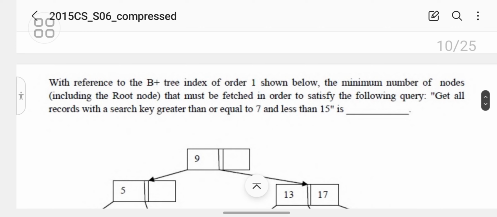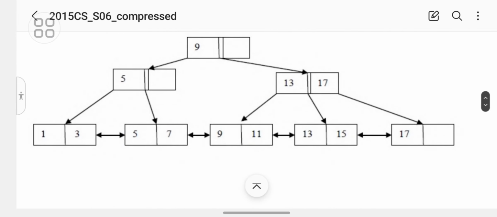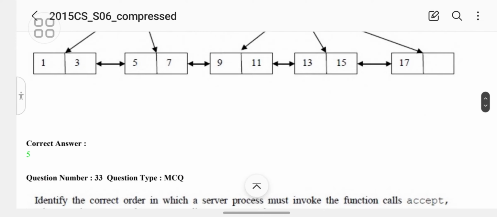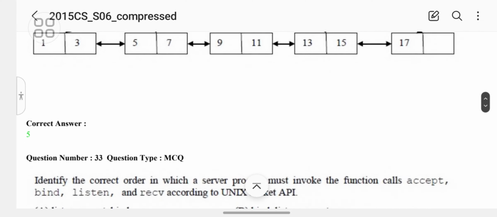The minimum number of nodes, including the root, that must be fetched in order to satisfy the following query: get all records with a search key greater than or equal to 7 and less than 15. What is it? So for this particular question our answer is 5. Once you solve this B plus tree, you will get 5.